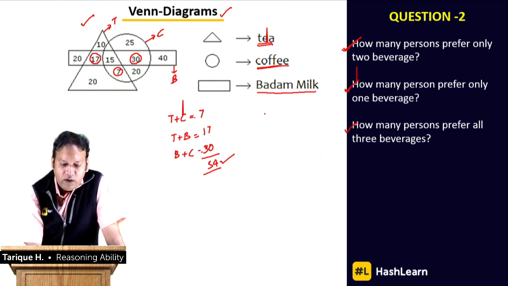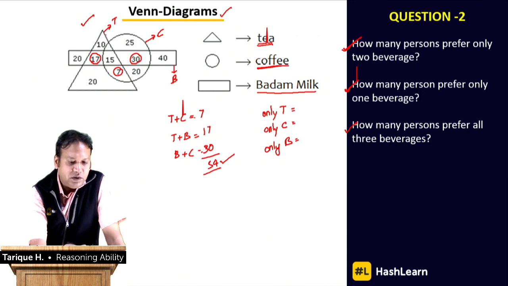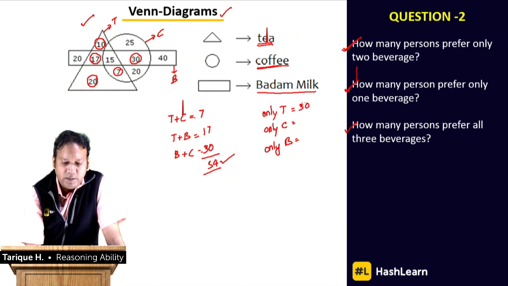If you want to look at only one beverage, only tea, only coffee, and only badam milk, that means we are looking for those numbers which don't have any overlap with any other diagram. So this number 10 is common only to the triangle, and this number 20 is also common only to the triangle. So 20 plus 10 is 30.